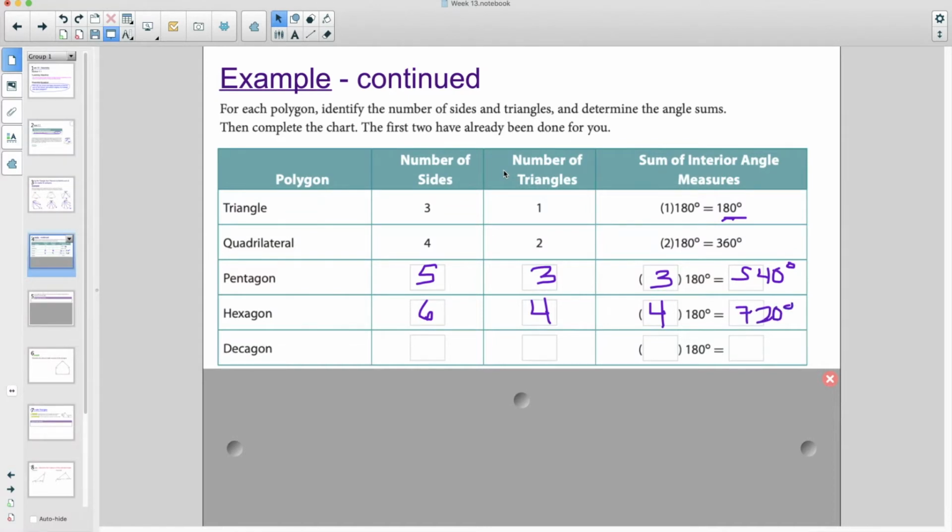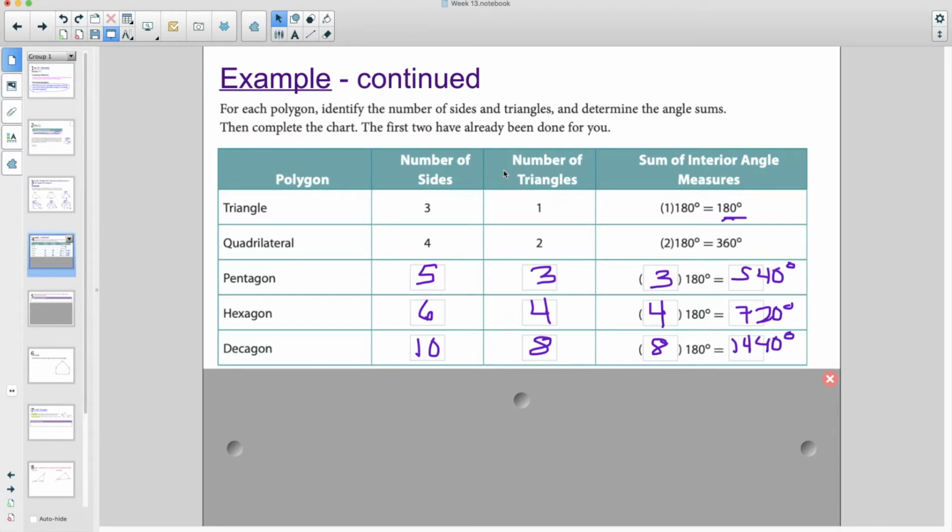All right, decagon. Now we didn't sketch that decagon. Decagon has 10 sides. Can you keep the pattern going? It would have 8 triangles, right? 2 less. So we would have 8 times 180, okay? Which would be 1440.